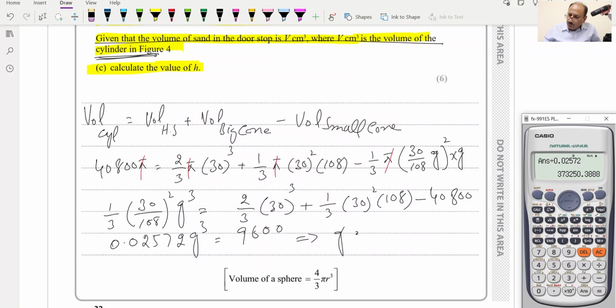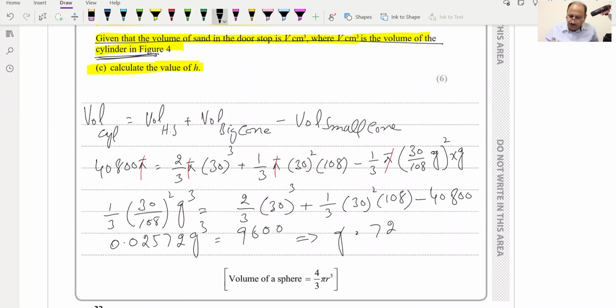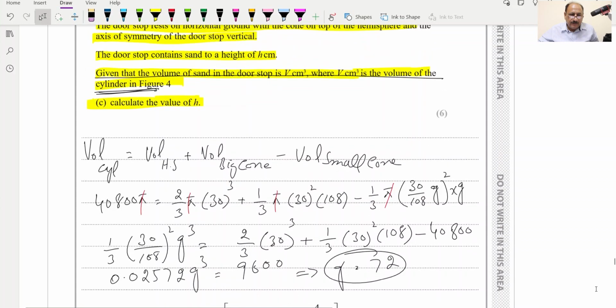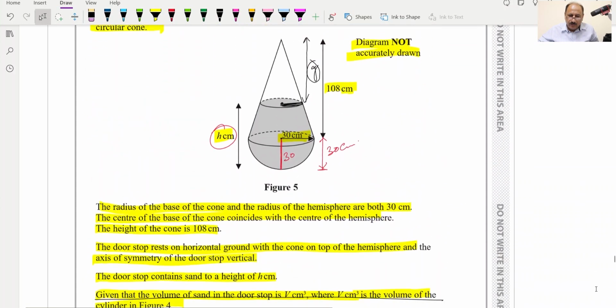So the cube root of the answer is equal to 72.000, so 72. This is the value of g which we can replace. We know height is basically 30 plus 108 minus g.